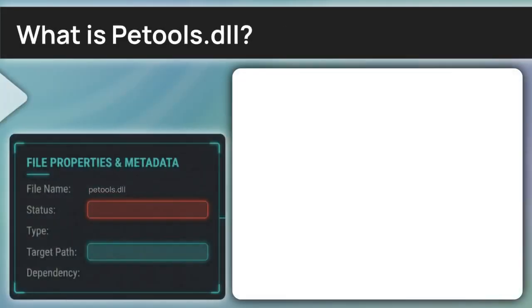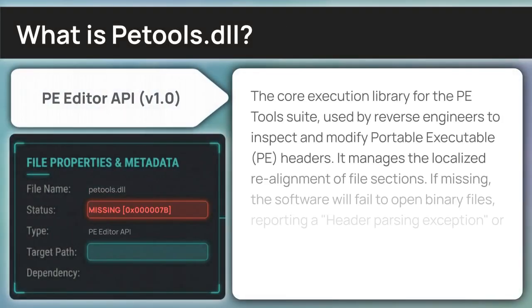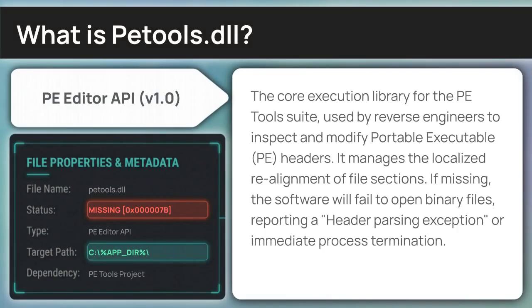This is the Petools library, the core execution library for the Petools suite, used by reverse engineers to inspect and modify Portable Executable (PE) headers. It manages the localized realignment of file sections. If missing, the software will fail to open binary files, reporting a header parsing exception or immediate process termination.